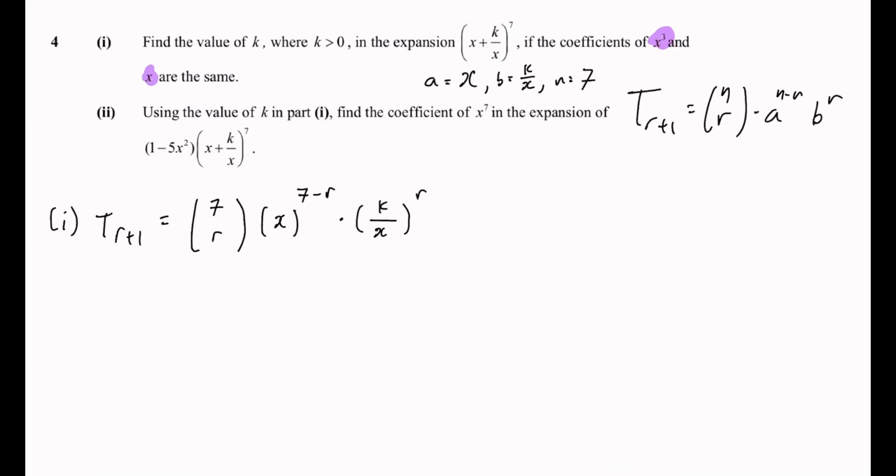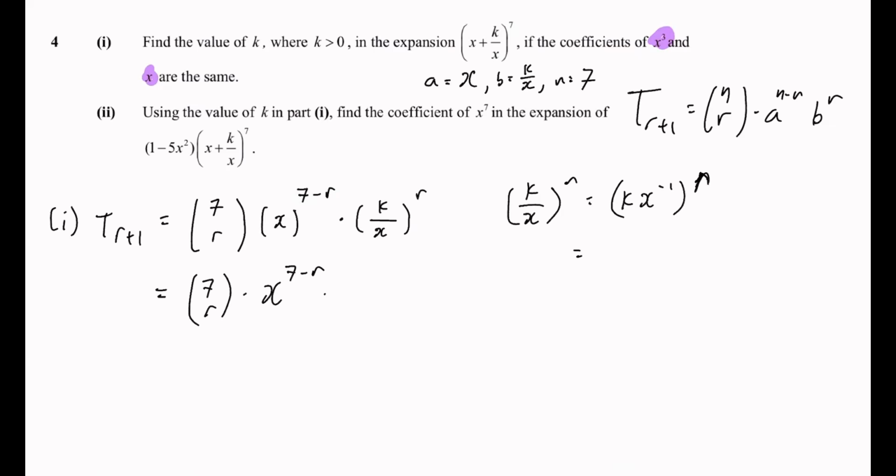So you got 7 choose r times x to the power 7 minus r, then k times k over x to the power r. So what will we get? Here they tell you about the x cube and the x term, right? So what we can do is we just focus on the powers. Over here, we can clean up a little bit. 7 choose r on its own times x to the power 7 minus r. But over here, k over x to the power r is actually just k times x to the power -1, to the power r. So if you want, you can distribute the power of r to each of the factors. So k to the power r times x to the power -1 times r.